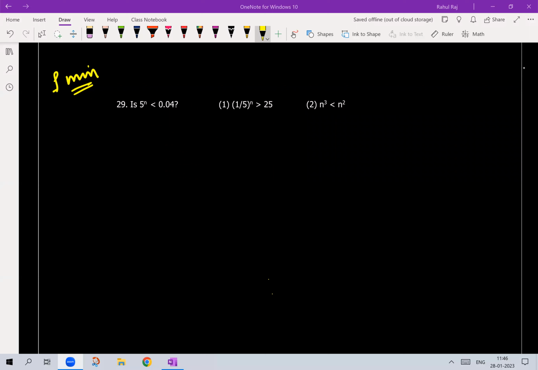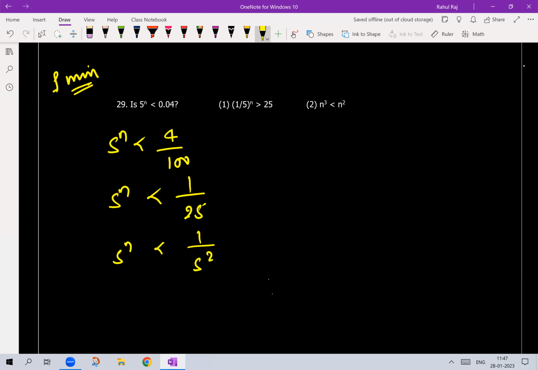So if you are given such equations, what exactly is our job? Our job is to ensure that we understand when that condition is possible, that 5 to the power n will be less than 0.04. Let's solve it now. 5 to the power n less than 4 by 100, that is 1 by 25. So 5 to the power n is less than 1 by 5 square, that is 5 to the power n is less than 5 to the power negative 2.